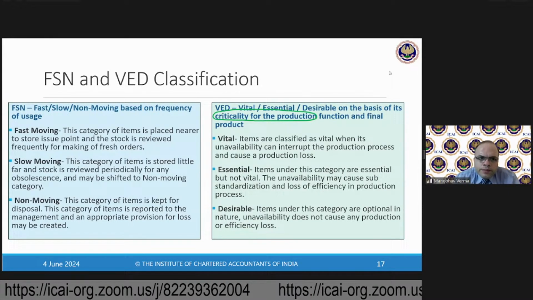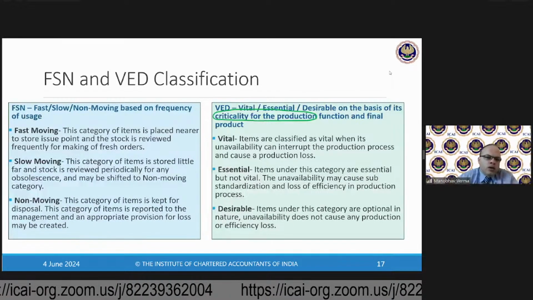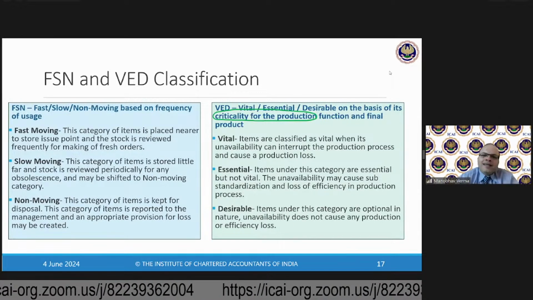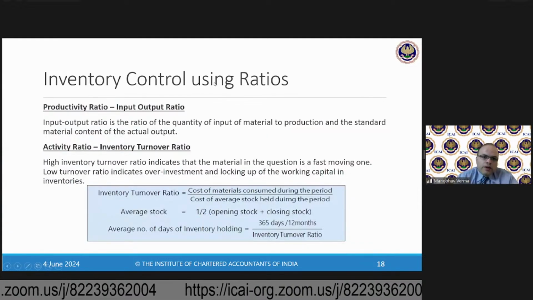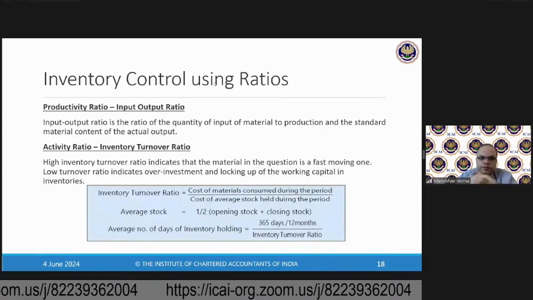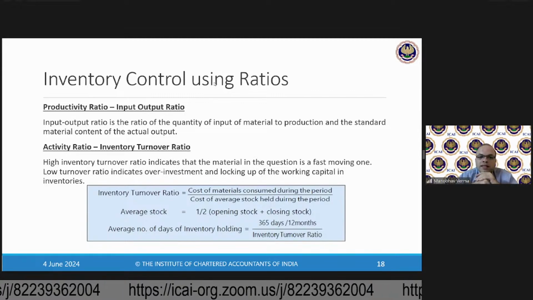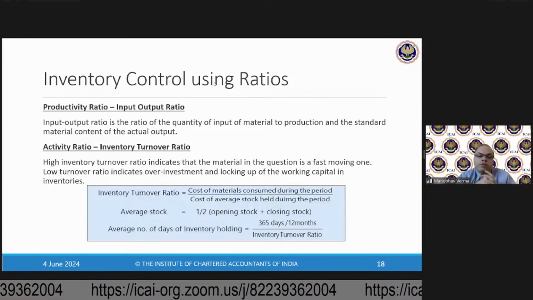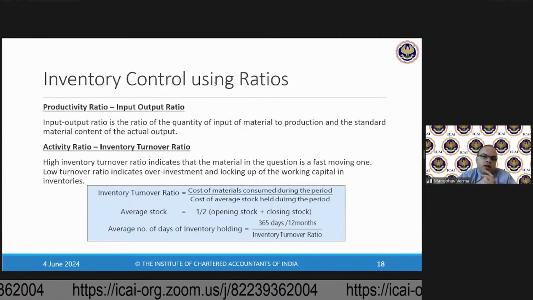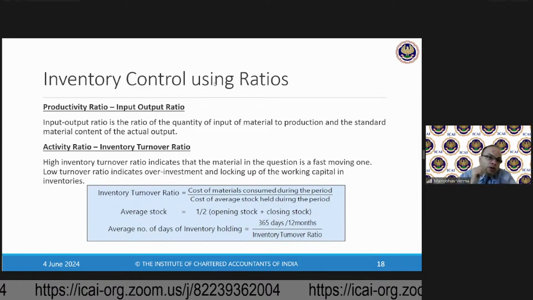Nice. So now let's also talk, guys, about a quick understanding of whether inventory control can happen using ratios also. Why not? We're talking about a productivity ratio, which is also called an input output ratio. Input output ratio, as the name suggests, is a ratio of the quantity of input to the production or the actual output. So we're saying input upon output.